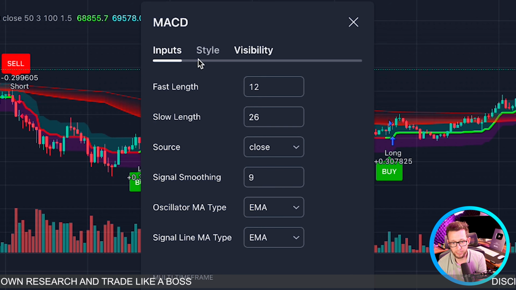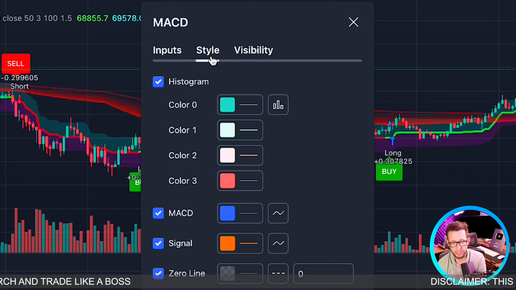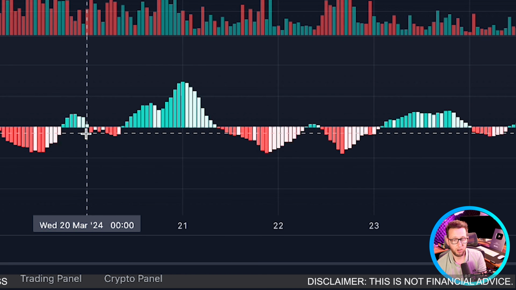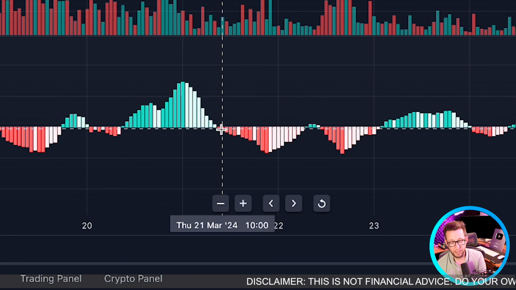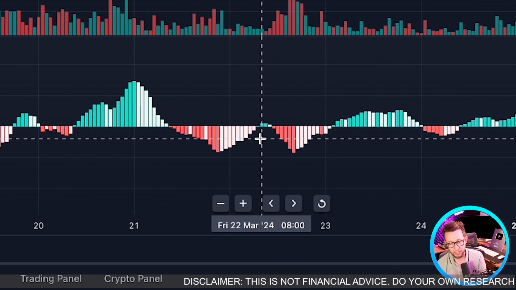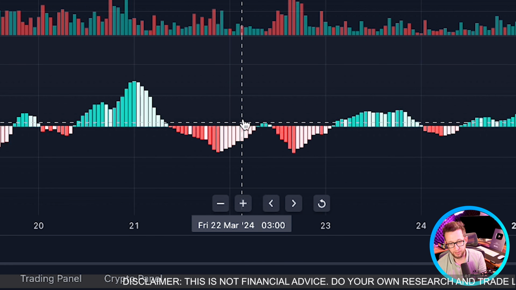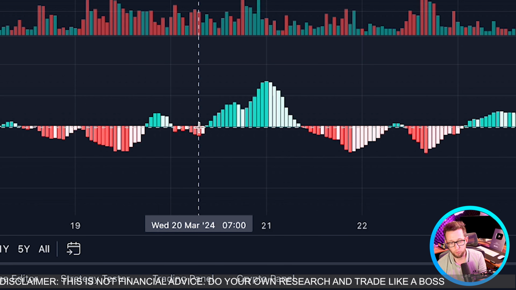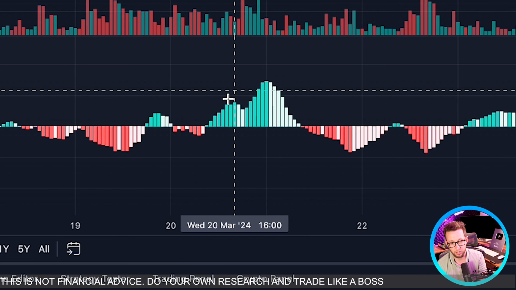So I'm going to actually do that as well by clicking the cog button here and then removing the MACD and the signal line. Now, to confirm our entries, we're going to want our MACD to be in a red histogram and below the 0 like this. And when we're looking for longs, we'd like it to be green and above the 0 like this.